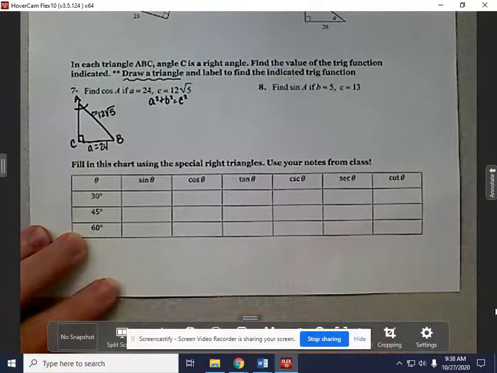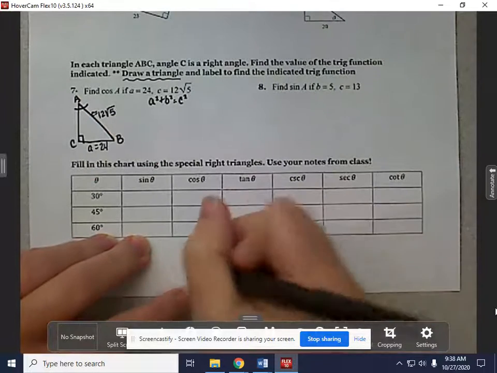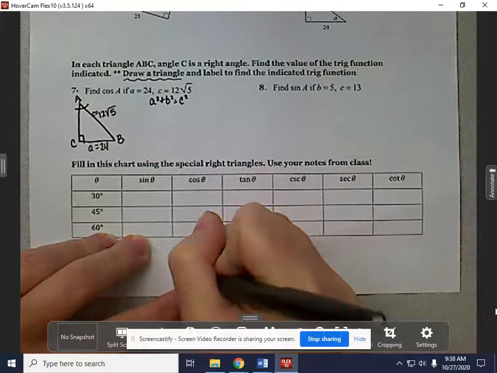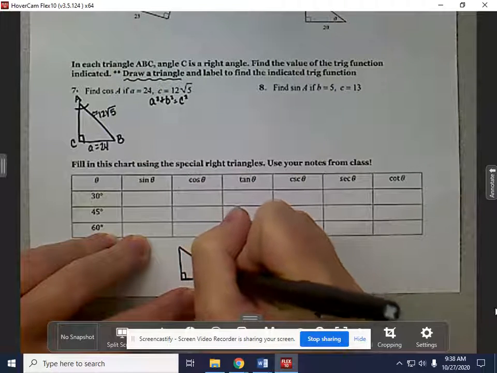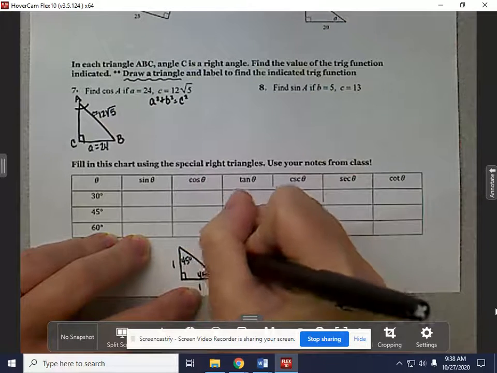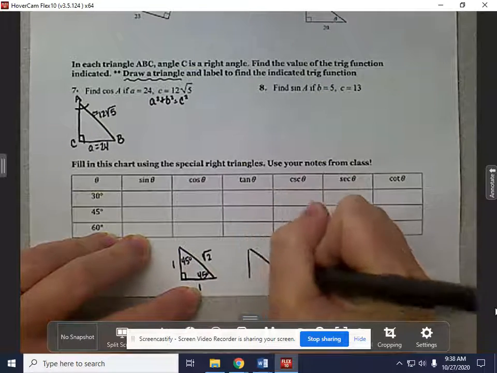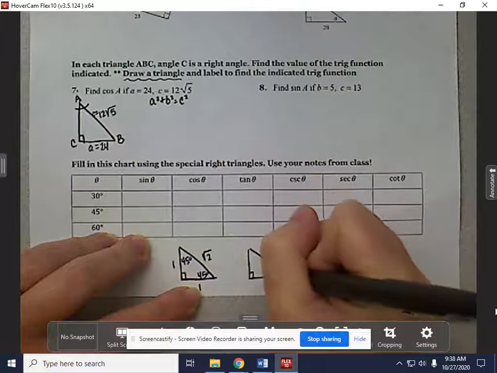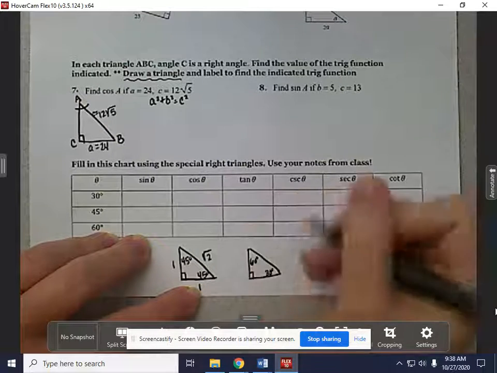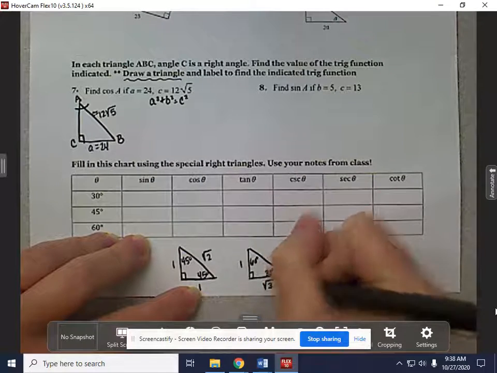We had done some of these in class. I'm just going to pick a random one just to remind you of what you need to do. The first thing, you need your special right triangles. So we had a 45, 45, 90. The sides were 1, 1, square root of 2. And we had a 30, 60, 90. These are not drawn to any sort of scale, so just bear with me. And the sides are 1, square root of 3, and 2.